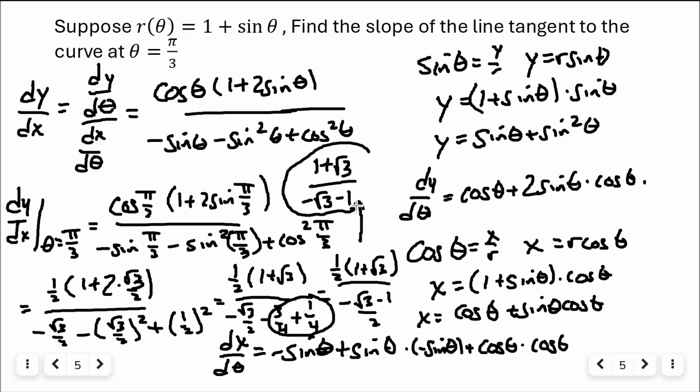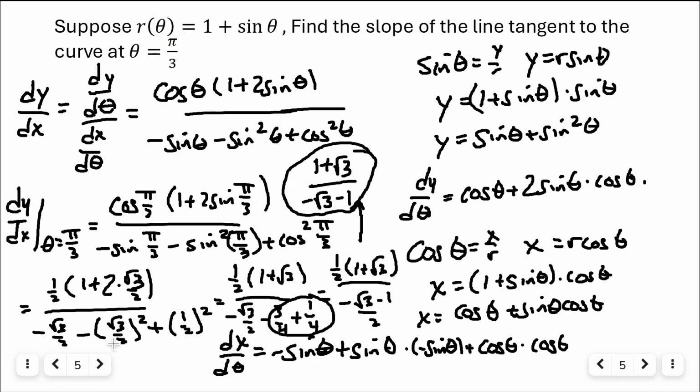Now you can rationalize that if you want, or you can just leave it here, and that would be the answer. Okay, that's the slope of the tangent line at theta equals pi over 3. So finding the slope of the tangent line now is a lot more interesting and a lot more work.